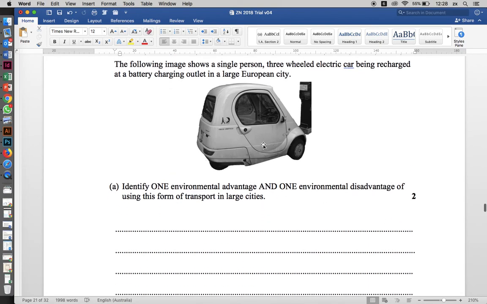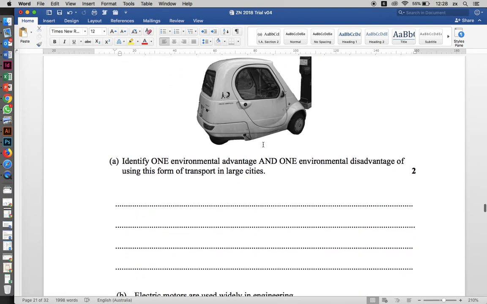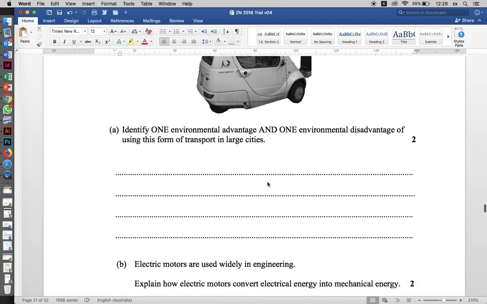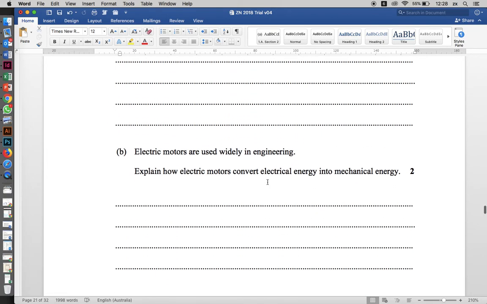If it runs on electricity, it is more efficient and it can be generated from renewables. A disadvantage, well, if it's not being made from renewables, it's still creating some pollution, and it's less efficient than large transport. So it's less efficient than light rail or trains or something like that.